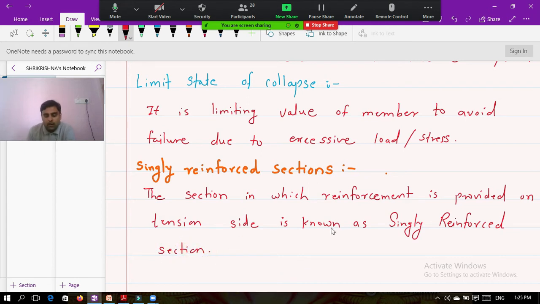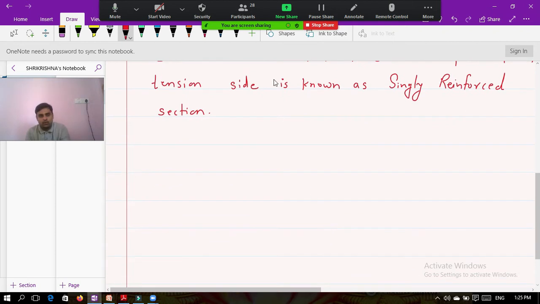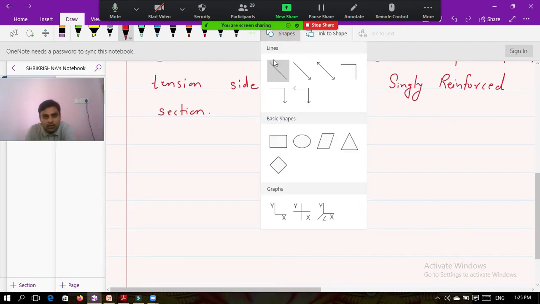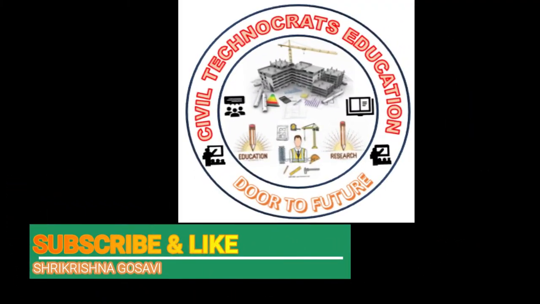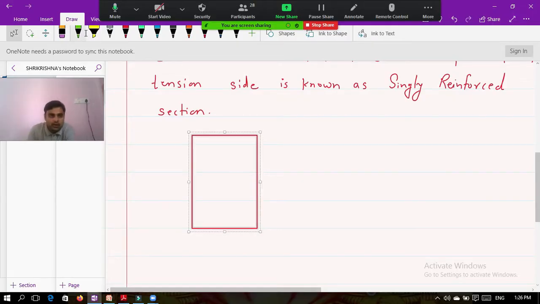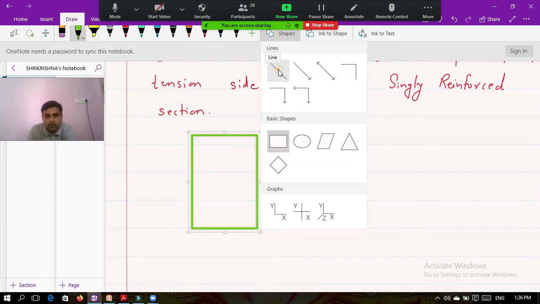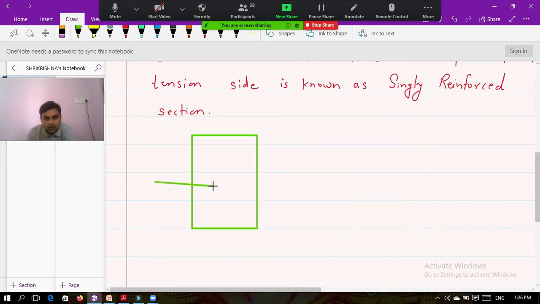Okay, as I have already told you, if I draw the shape here, see, this is our rectangle. Now this axis is our neutral axis. So we call this axis a neutral axis.